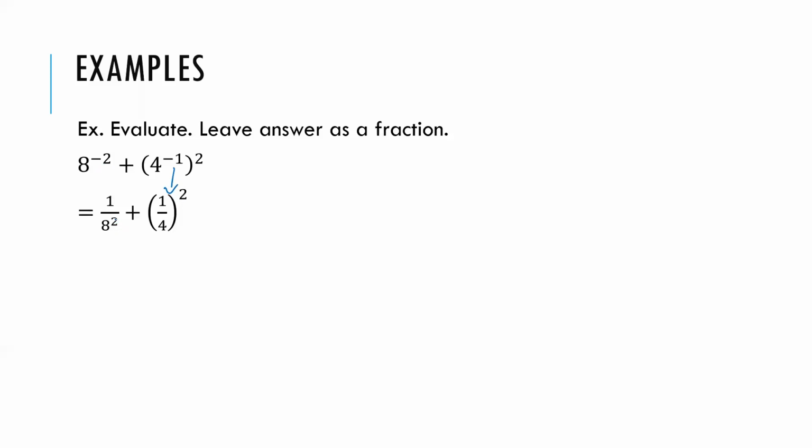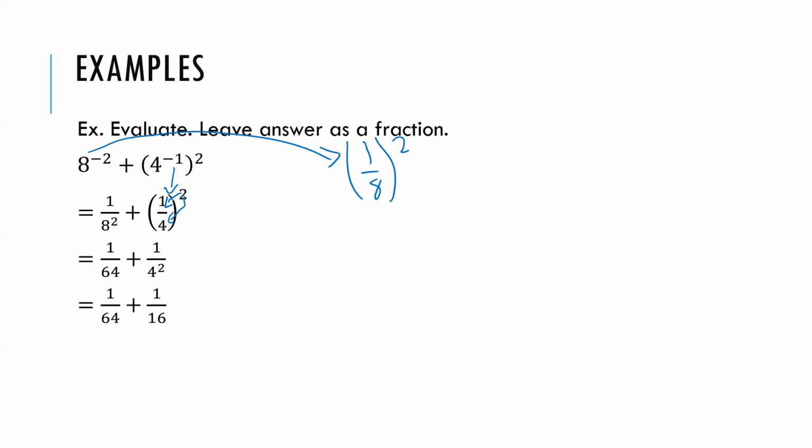And 8 to the power of negative 2 is simply going to be 1 over 8 squared. Again, we talked about this: find the reciprocal, which is 1 over 8, and raise it to the power of the positive exponent, which is 2, and that becomes 1 over 8 squared. Then I apply the exponent 2 to the numerator and the denominator, but because the numerator is 1, nothing really happens there, it just becomes 1. And then we have 1 over 64 plus 1 over 4 squared, which is 1 over 16.